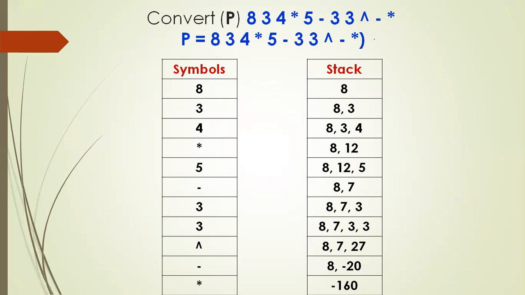Top element you denote as n1, and the next to top element you denote as n2. Then apply the operator between n2 and n1. So you evaluate n2 with n1. Then the result of that step you push back onto the stack. When you finish all the steps, finally your stack will be left with one value. That will be the value of the expression given in postfix notation.